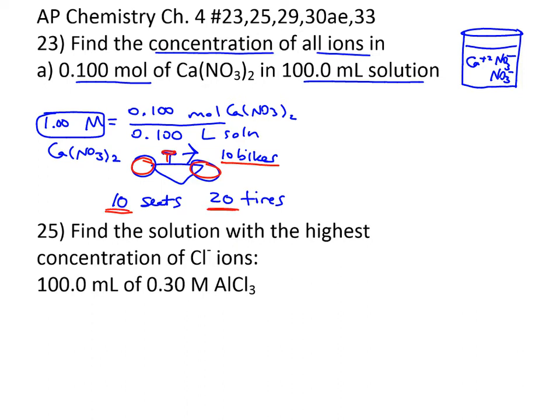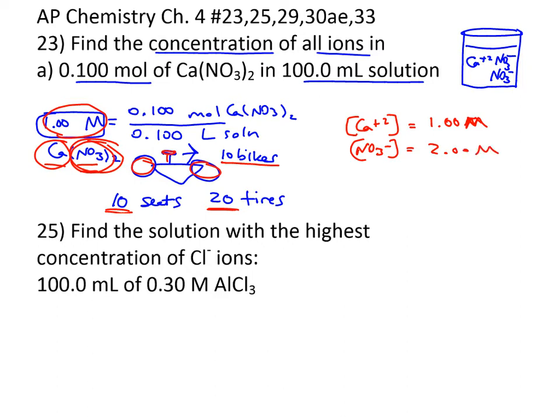So it's kind of the same thing with calcium and nitrate. You have 1 calcium and 2 nitrates in this formula. If you have 1 molar concentration, what happens is you have 1 molar of this and 2 molar of that, because it's 2 pieces of nitrate and 1 piece of calcium. So the concentration of calcium, the square bracket, is 1 molar. And the concentration of the nitrate is going to be twice as much, which in this case is 2 molar. So that should help you with all of number 23.